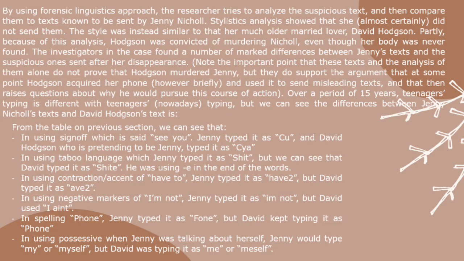Third, in using the contraction of "have to", Jenny typed "have to", but David typed "hafta". Fourth, in using the negative marker "I'm not", Jenny typed "I'm not", but David used "I am not". Fifth, in spelling "phone", Jenny typed "phone", but David kept typing it differently. Sixth, in using the possessive when talking about herself, Jenny would type "mine" or "myself", but David was typing "me" or "myself".